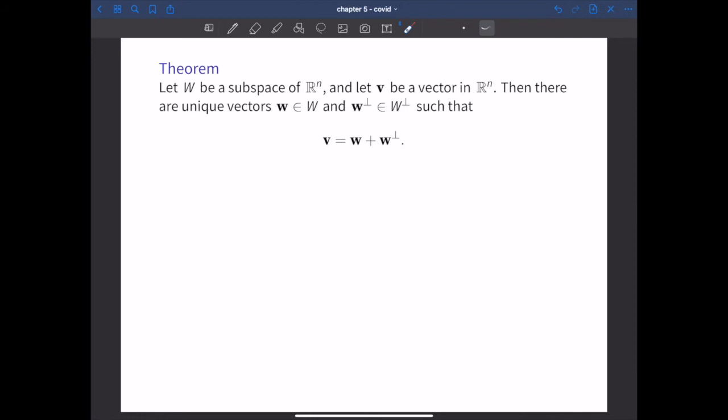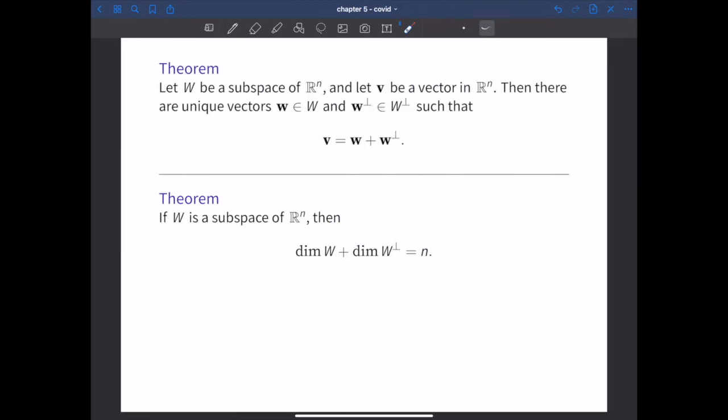There are two other theorems that will be important. The first is that if w is a subspace of Rn, then the dimension of w plus the dimension of w perp equals n. So in other words, the dimension of a subspace and the dimension of the orthogonal complement have to add up to the total dimension of the space.